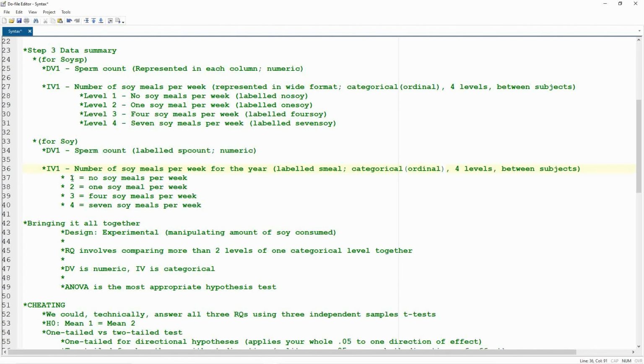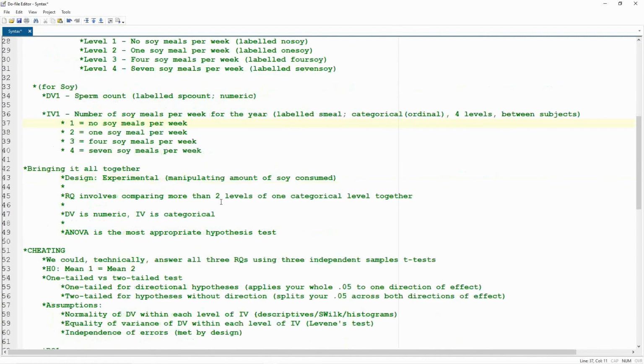But now a score of 1 on smeal represents no soy meals, a score of 2 is 1 soy meal, a score of 3 is 4 soy meals, a score of 4 is 7. So it doesn't matter which way you look at this data set, it's still the same data. The different structures allow for different kinds of analyses. That's the only thing. And we'll need both today.